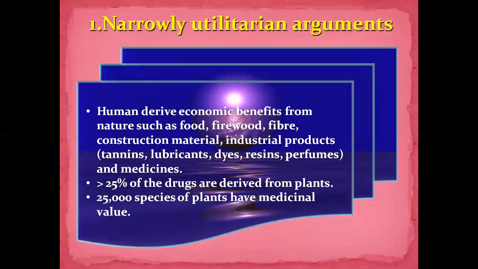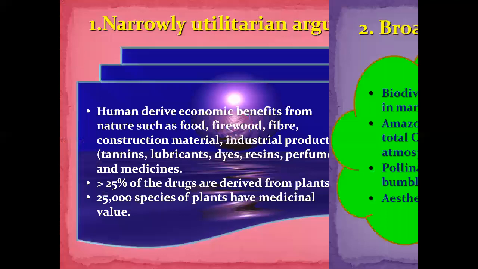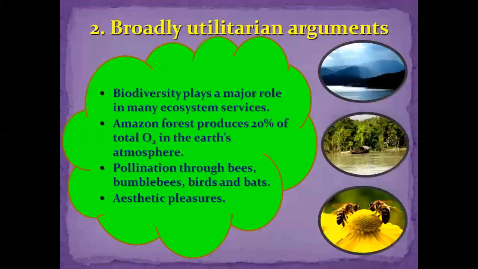Let's come to the narrowly utilitarian argument. Humans derive economic benefits from nature, such as food, firewood, fiber, and construction material. Nature gives us offerings here: industrial products, tannin, lubricants, dyes, and resins. More than 25% of drugs are derived from plants. Likewise, in the narrowly utilitarian argument, they give offerings such as medicinal value; more than 25,000 species have medicinal value.